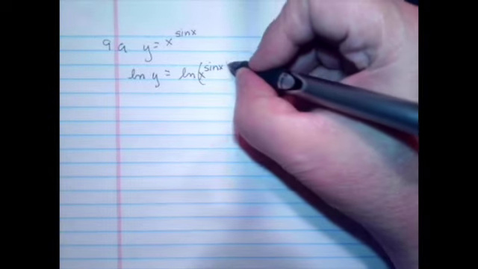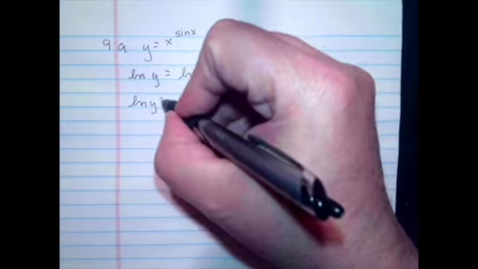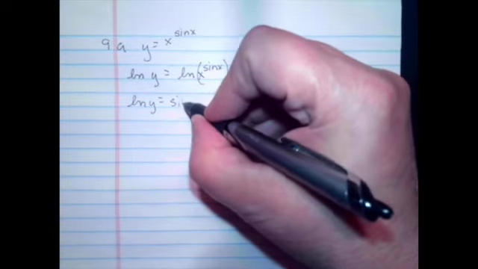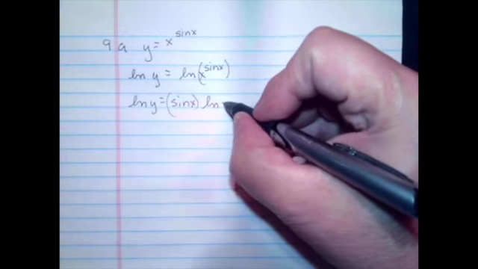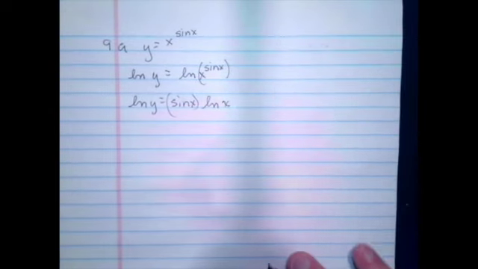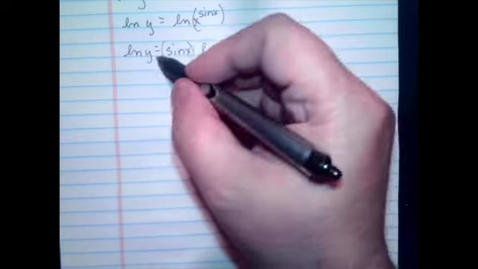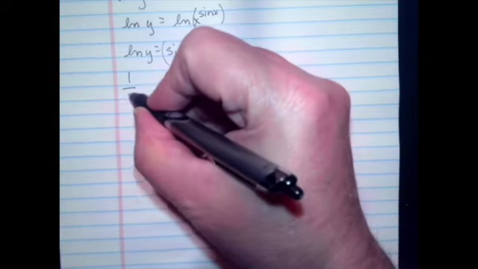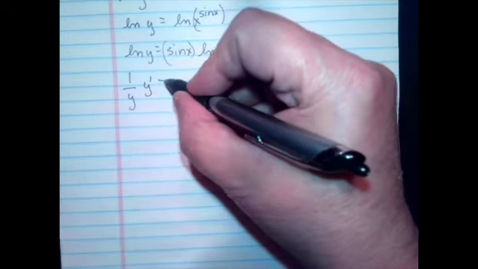And now the natural logarithm of x to the sine x can be rewritten as sine of x times the natural logarithm of x, just using one of those rules of exponents. Now we differentiate. We use implicit differentiation. So the derivative of the left side is 1 over y times y prime, or dy dx if you prefer that notation.